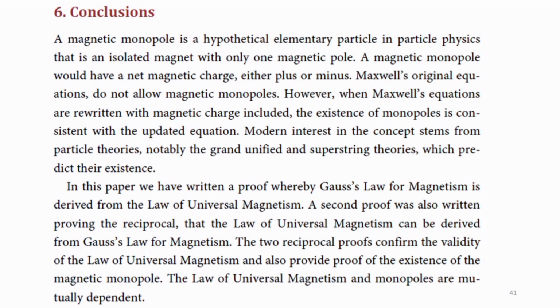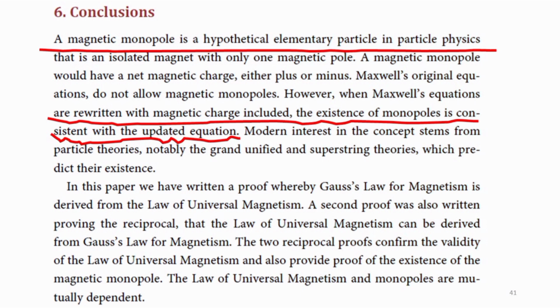Finally, we come to the conclusion. This is the conclusion part. A very important few notes. A magnetic monopole is a hypothetical elementary particle that is isolated. And then he writes that when Maxwell's equations are rewritten with magnetic charge included, the existence of monopoles is consistent with the updated equation. And then he further writes here that the two reciprocal proofs confirm the validity of the law of universal magnetism and also provide proof of the existence of the magnetic monopole. The law of universal magnetism and monopoles are mutually dependent.